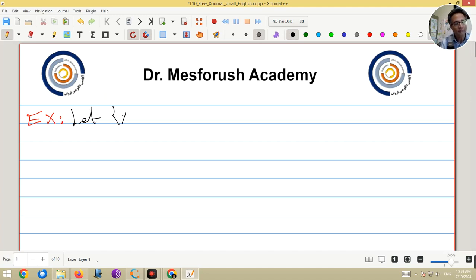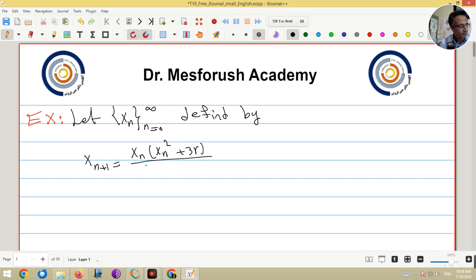Let x_n for n equal to 0 to infinity be defined by x_{n+1} equal to x_n times (x_n squared plus 3r) over (3x_n squared plus r), where n starts from 0, then 1, and goes to infinity, and I know that r is a positive number.